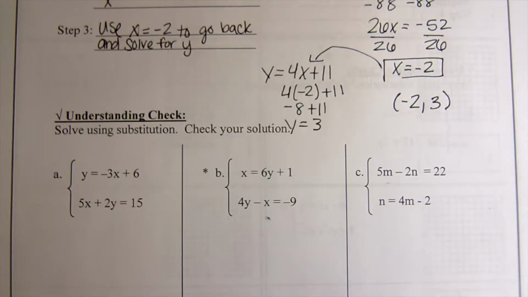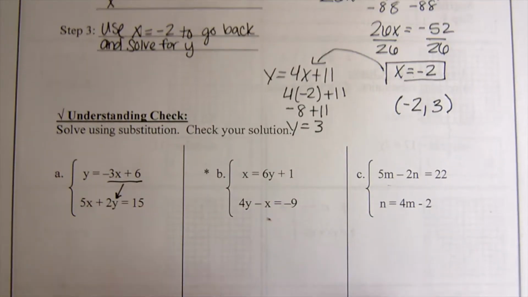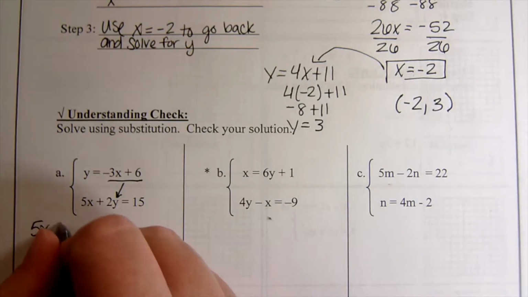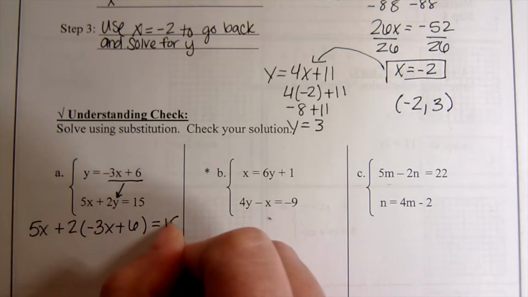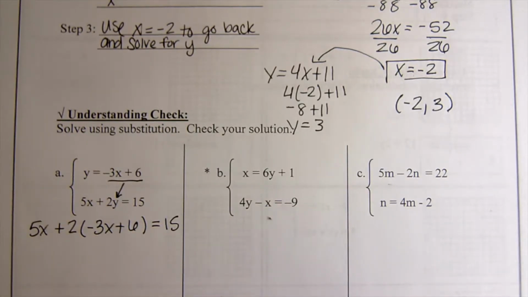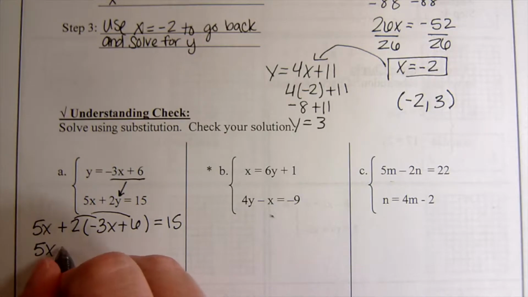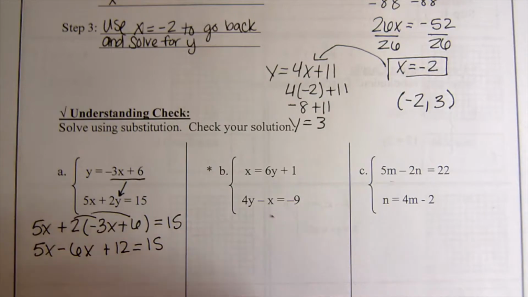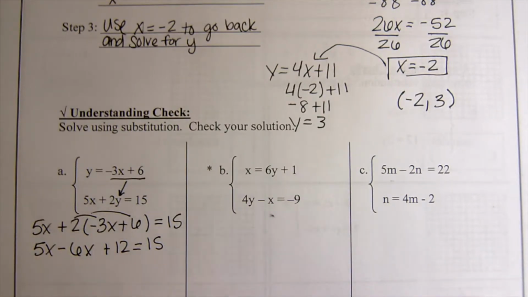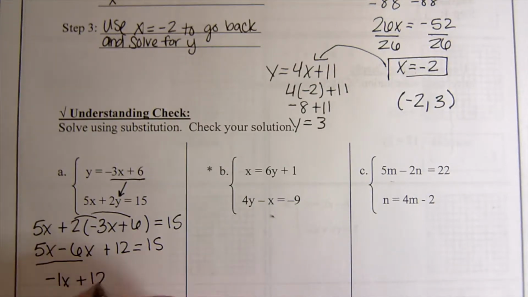You're plugging in negative 3x plus 6 for y. So 5x plus 2 times negative 3x plus 6 equals 15. Then what do we do? Distribute that 2 into the parentheses. So 5x minus 6x plus 12 equals 15. And then combine like terms. So 5x minus 6x is negative 1x plus 12 equals 15.